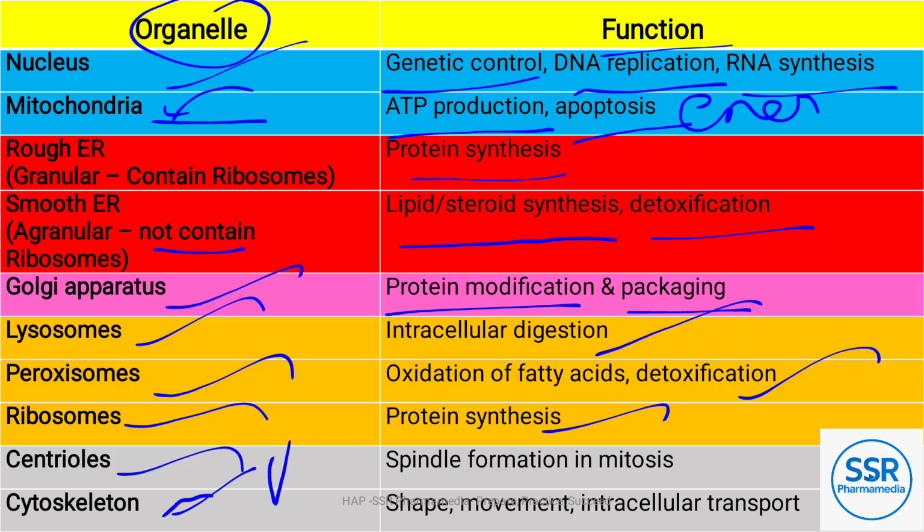Cytoskeleton: shape, movement, intracellular transport. So it is very, very important. They are asking so many questions from this tabular column. What are the functions of these organelles? So you study this tabular column very carefully.